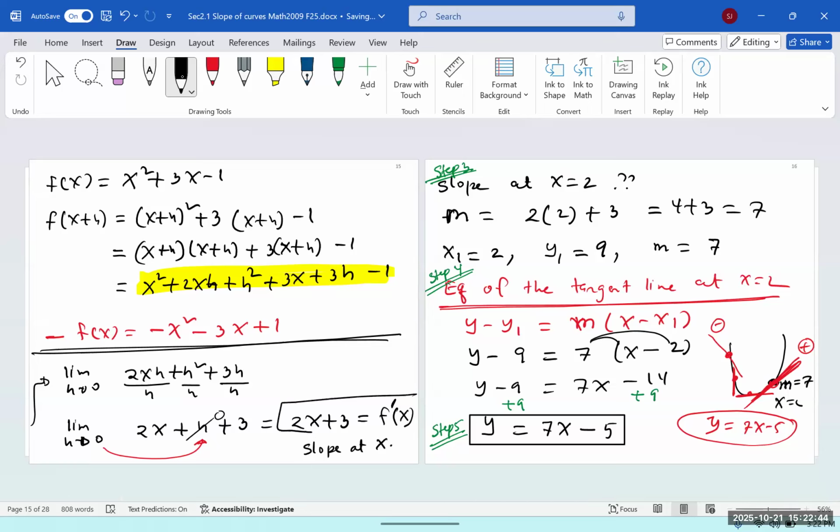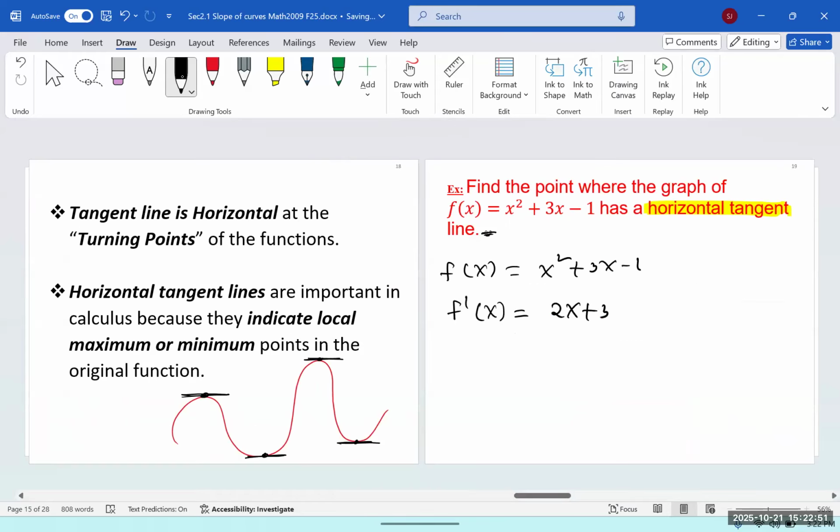See here? The derivative of this function is 2x plus 3. So if the original function is x squared plus 3x minus 1, using the definition you already found its derivative is 2x plus 3. And what does horizontal tangent line mean? What do you have to do? Set your derivative equal to 0. Horizontal tangent line means the derivative is 0. Always.